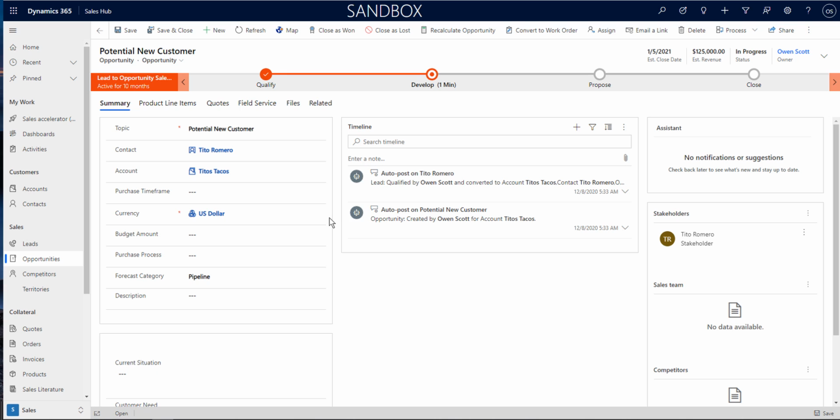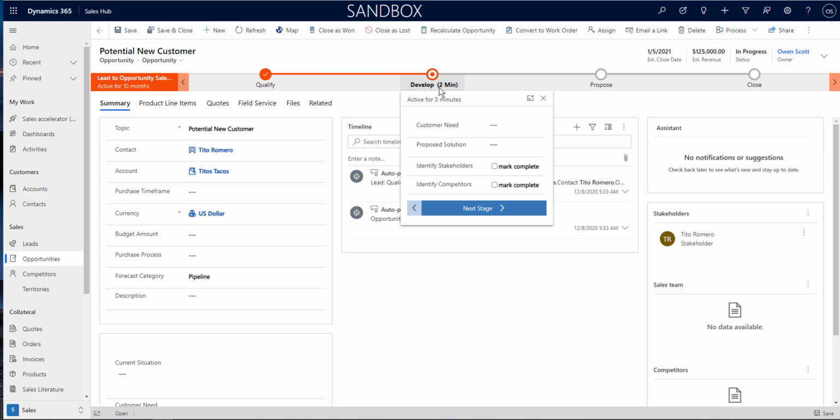And the sales process, you might have noticed even back on the lead, is a series of, out of the box, stages. So there's the qualify stage, the develop stage, the propose stage, and the close stage. Needless to say, these stages are entirely customizable. You can add as many stages as you want. You can remove stages. You can even change the steps inside of each stage. So if I click on the develop stage, I see a series of steps.